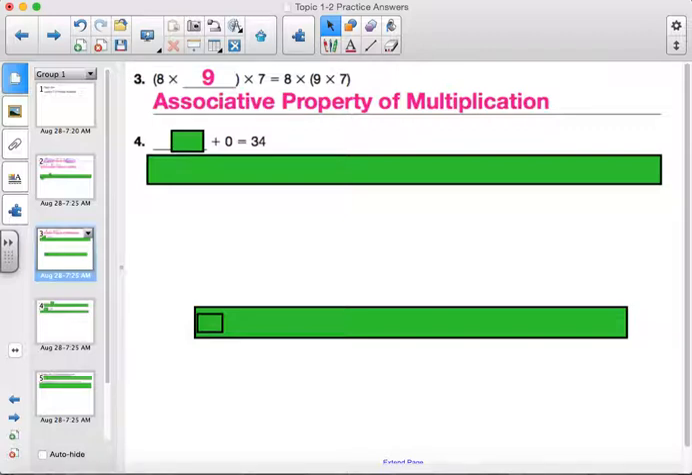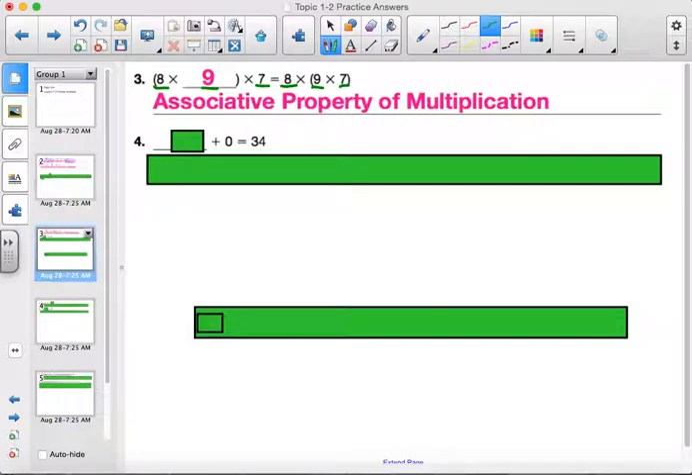Write the property correct underneath it. Don't worry about marking it wrong. Okay? Yes? Would it be commutative too? Well, it wouldn't be commutative because if you look at the 8, it's in the same spot, the 9 would be in the same spot, and the 7 would be in the same spot. So it would only be associative. Okay, it would only be associative. Okay, so if you did put down commutative, just cross it out. Okay.